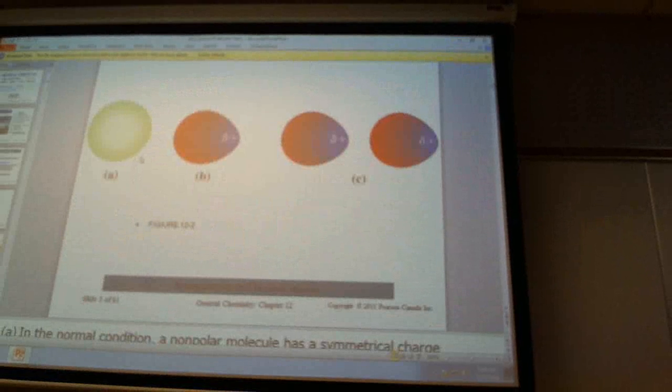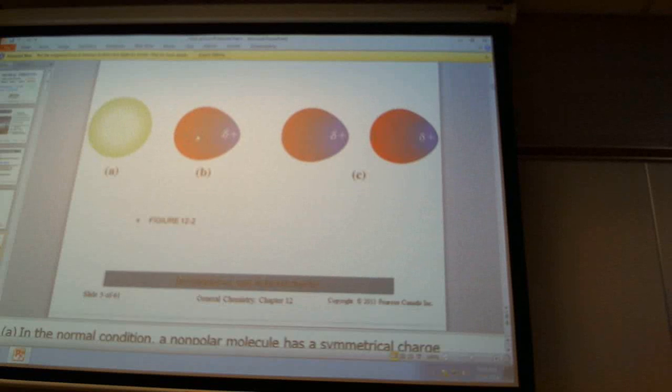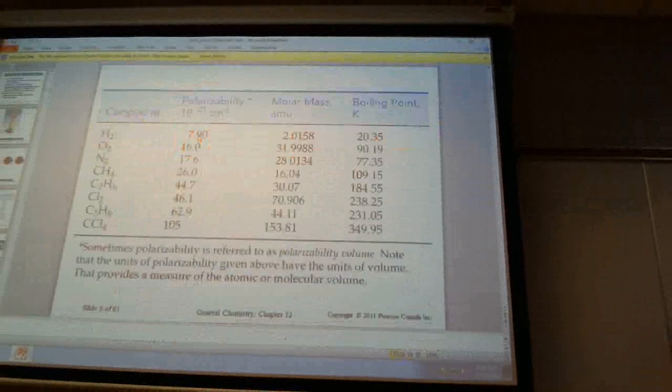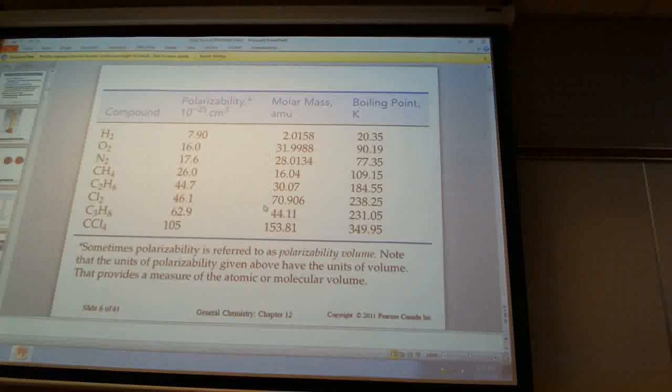Now this is instantaneous induced dipole interactions here. Normally this is time average. In one instant of time you might have a dipole that looks like that. Here's some data. As the number of electrons increases, the boiling point increases because the dispersion forces will increase. All these molecules are nonpolar.